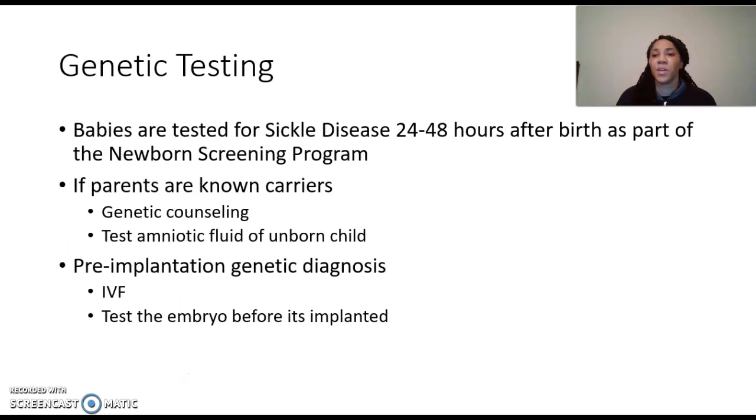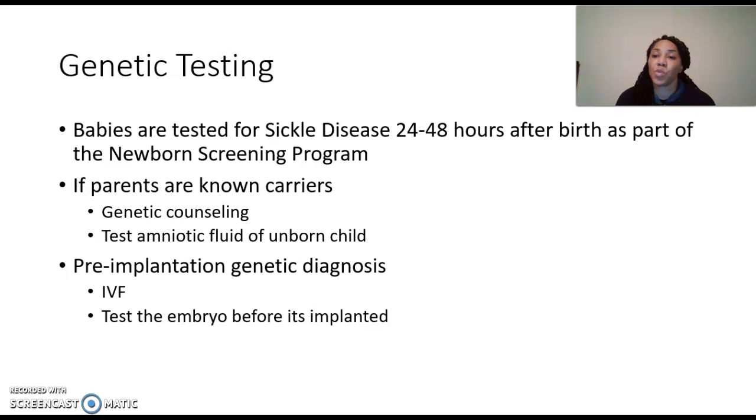And lastly, there's genetic testing for sickle cell. Babies are tested 24 to 48 hours after birth as a part of the newborn screening program that was started in the 1960s. So every baby in the United States is screened for sickle cell disease. Also, if the parents are known carriers, they could get genetic counseling. And once they get pregnant, they could have the amniotic fluid of the unborn child tested to see if that child has the disease or has the trait.